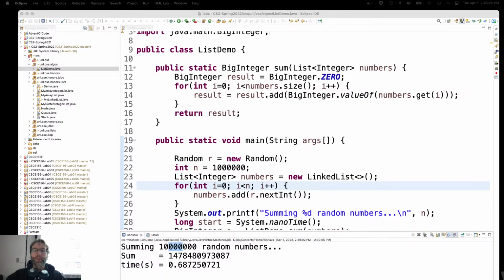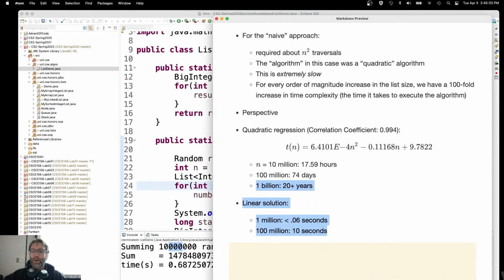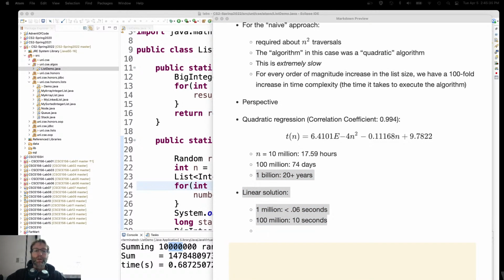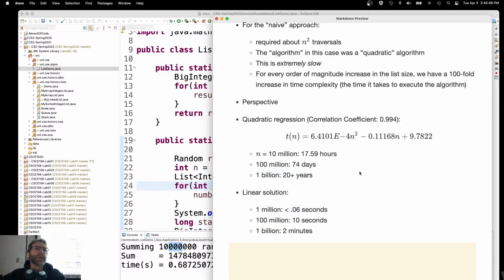If I go up to 100 million, then it'd only be 10 seconds. And if I went further to 1 billion, well, 10 seconds times 10 is going to be about 100 seconds, about 2 minutes. 2 minutes versus 20 plus years.